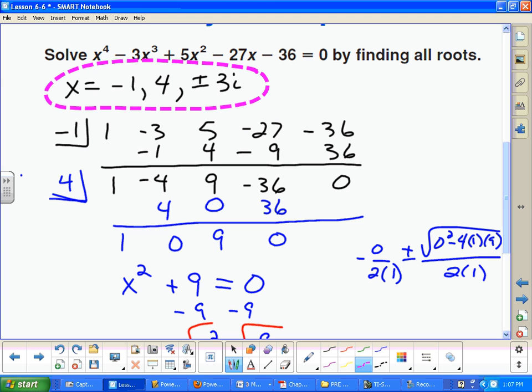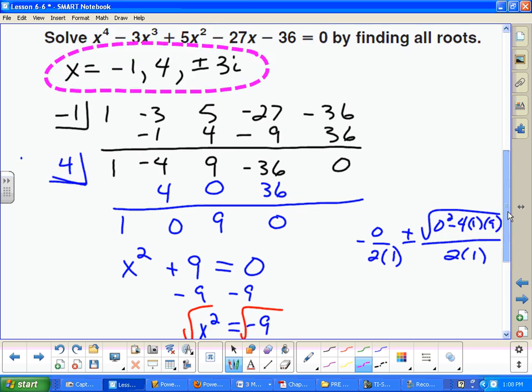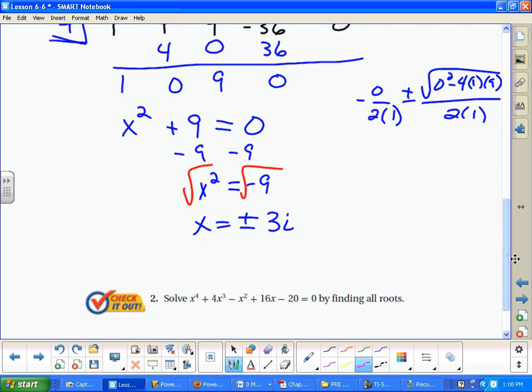So it's not just the real ones I'm looking for. I'm looking for all possible roots, which means that some of them might be complex, okay, or imaginary. So was there anything different there than what we did the last couple days? Basically not, right? The only thing was that when I got down here at the end, I had complex numbers instead of real numbers.